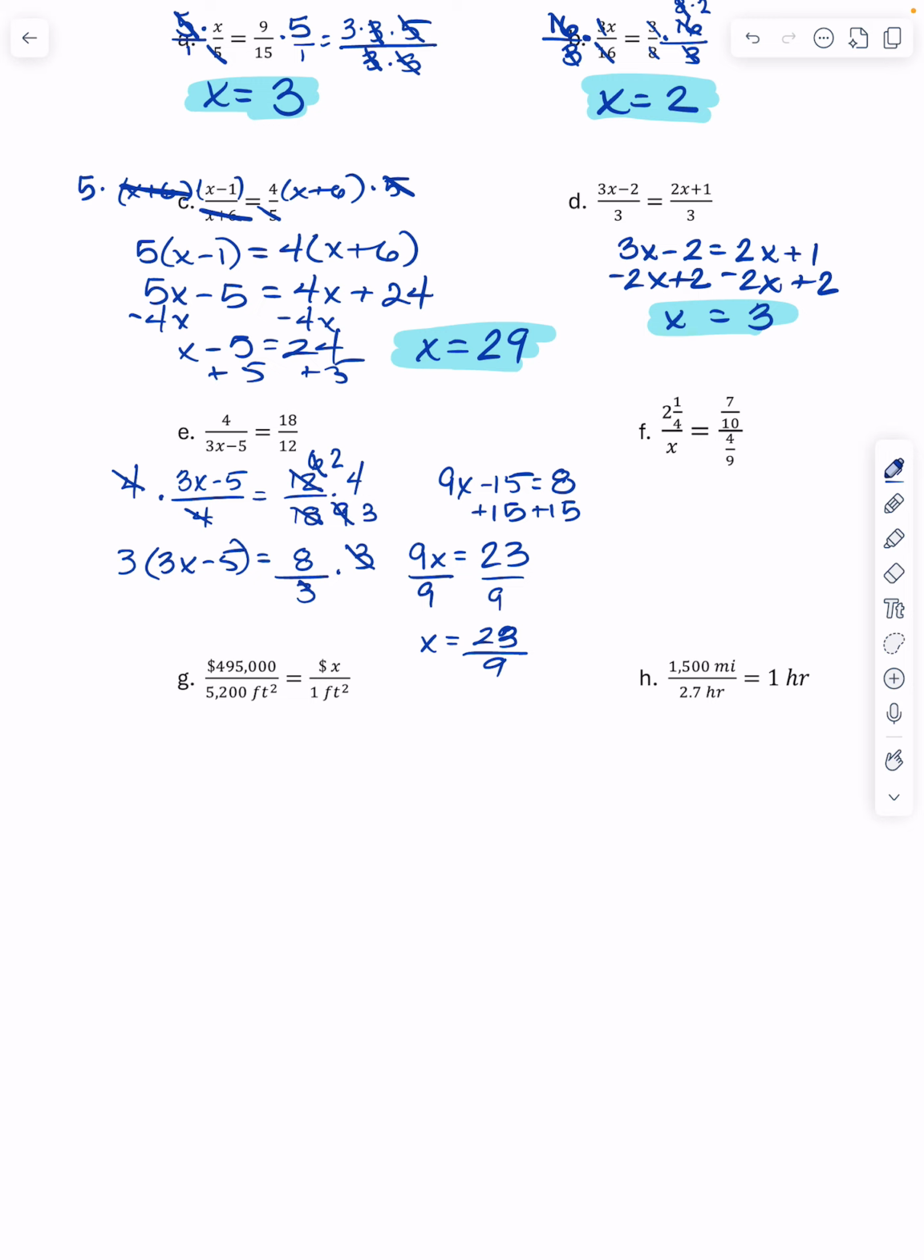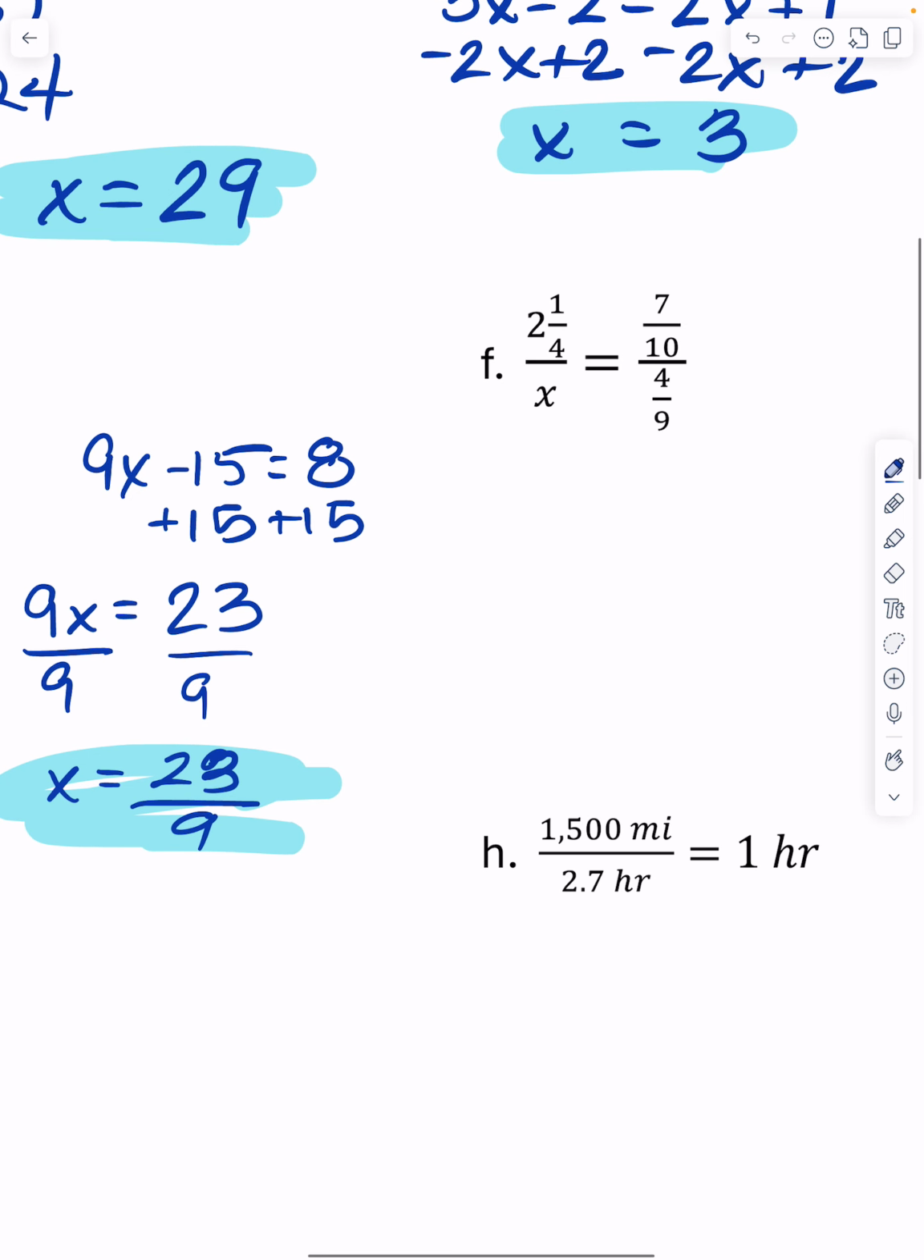Okay, just kind of obvious on F. Because now I have ratios, proportions involving fractions. So I'm going to start by flipping these over. x over 2 1/4, and just for fun, I'm going to write that as 9/4, just because everything else is listed as a fraction. 4/9 over what? 7/10. So I flip the fractions.